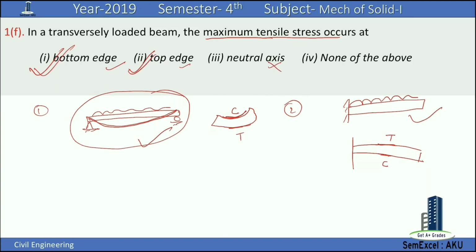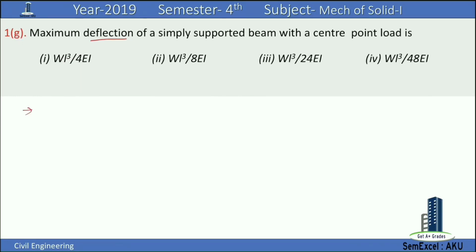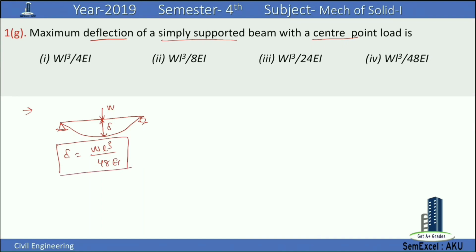Now the next question: maximum deflection for a simply supported beam with a center point load is equal to... Let's say we have a simply supported beam and we have a point load W at the midpoint. Then the midpoint deflection delta is given as WL cubed by 48 EI. Please remember this formula. So option 4 is the correct option.